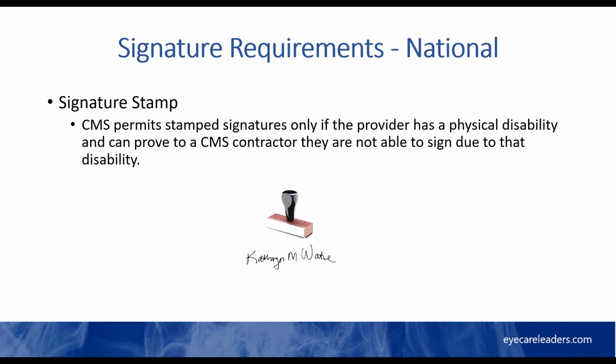And the final way that you can sign is through a stamp, although it's very rare. The provider has to have a physical disability and be able to prove to a CMS contractor, if asked, that they're not able to sign due to that disability. So the signature stamp, which used to be popular many years ago, is not very utilized anymore.